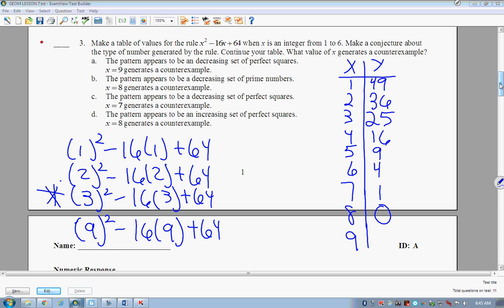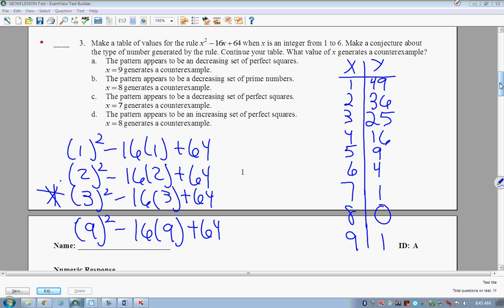You got 1 again? Katie got 1. You're wrong, by the way. Did you get 1 that time? No, you need to try it again. What did you get? 1. Okay, so 1. So what we see is the pattern appears to be a decreasing set of perfect squares.